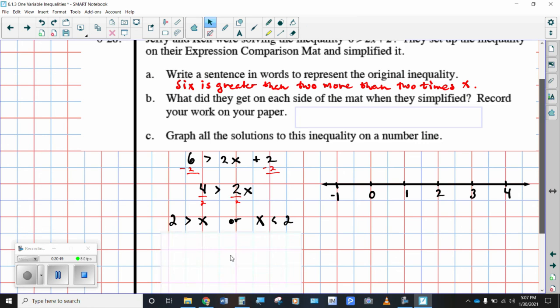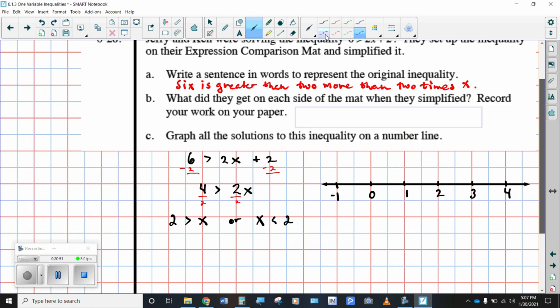So now, how do we graph that to represent all the possible solutions? Well, 2 is our boundary number, we'll circle it, and then if x is less than 2, then x would be all of these numbers that is less than 2 on the number line. Here it says 2 is greater than x, which means that the number 2 has to be positioned on the number line in a position where it is greater than every single one of our possible values for x. So depending on how you think about it, I think this is the easier way of thinking about it. Just think x is going to be to the left, it's less than 2.